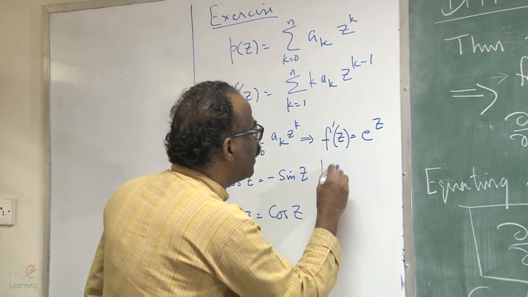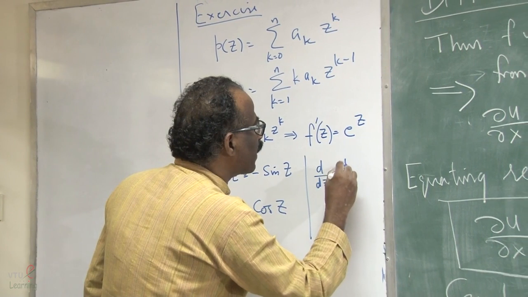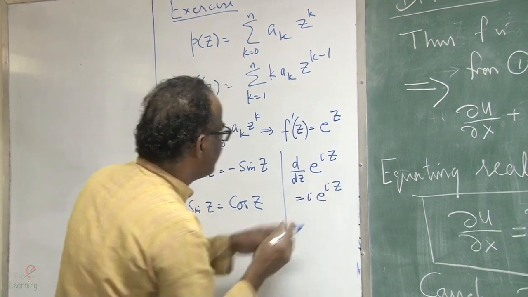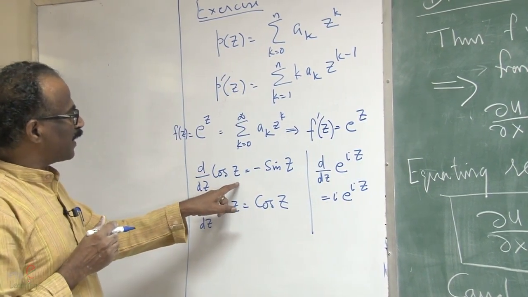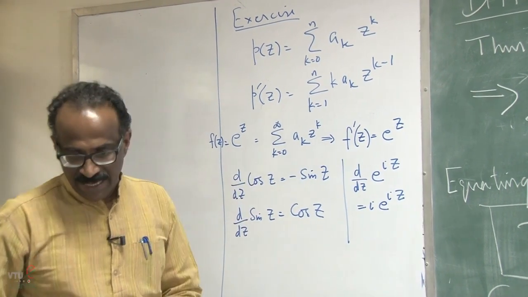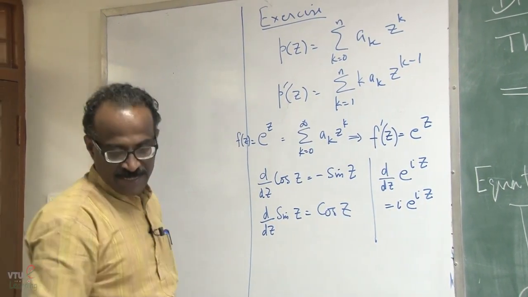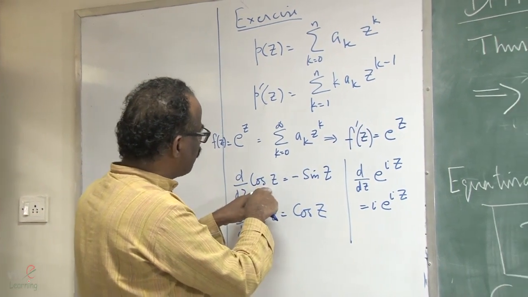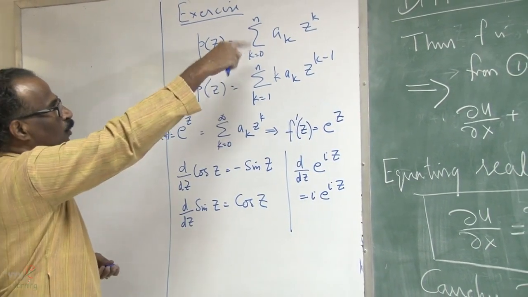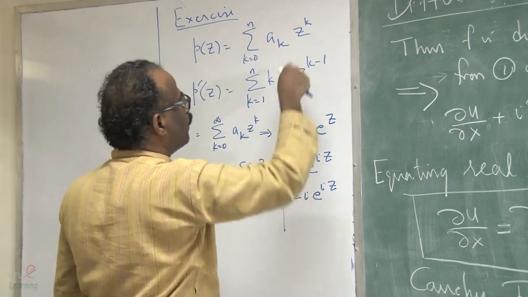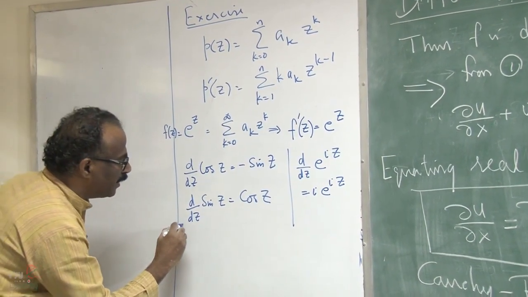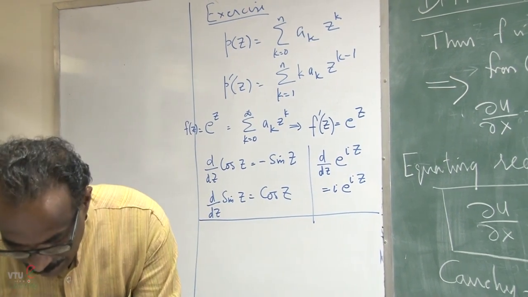You can also derive that d by dz of e power iz is i e power iz. This is required to prove this, because cos z can be written as e power iz plus e power minus iz by 2. So you need these formulas to derive it. Once you know how to compute the derivative of the polynomial, you can also give the derivative of the exponential function, and then you can compute many other derivatives here. So that is done.